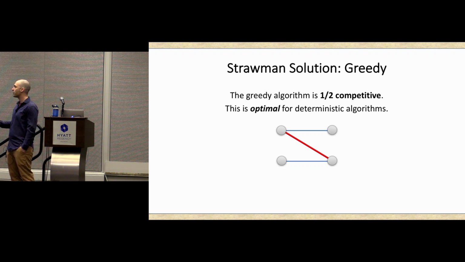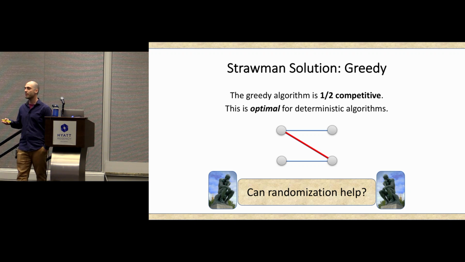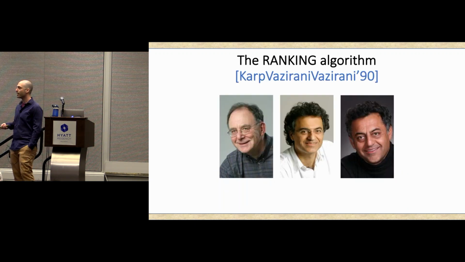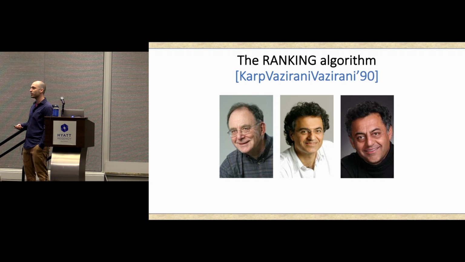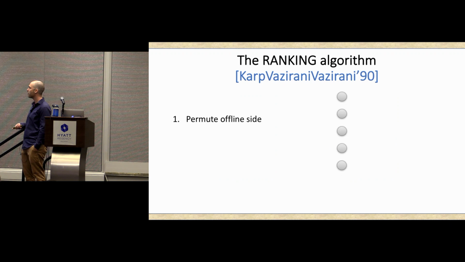Now the natural question is, what is the power of randomization? Can we do something better than this very uninteresting algorithm? In come Karp, Vazirani and Vazirani with an answer to this question, an absolutely beautiful algorithm, which they called Ranking. And this algorithm is so simple and sleek that I can describe it in exactly two lines and a little bit of animation magic.